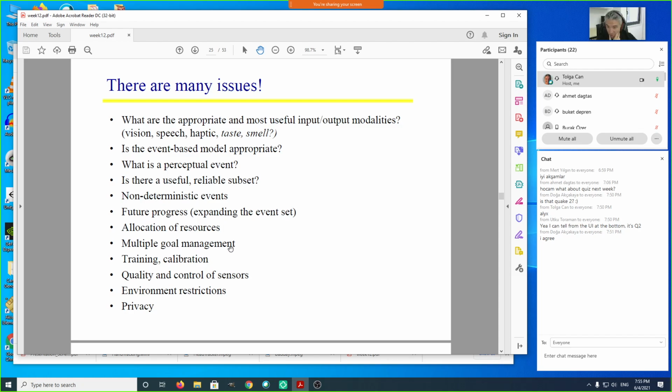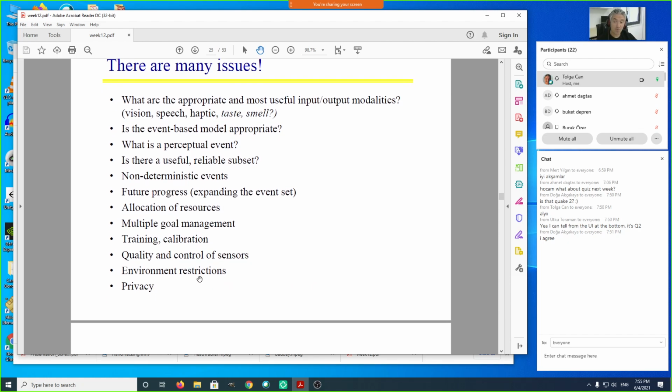There are multiple goals of the user. How do you manage them? Training, calibration of these things. There are environmental restrictions. You cannot use all modalities everywhere. For example, if you're in a conference listening to a speech, you cannot use the speech modality because you have to remain silent when you're in the audience at a conference.